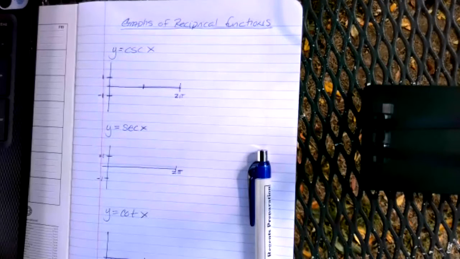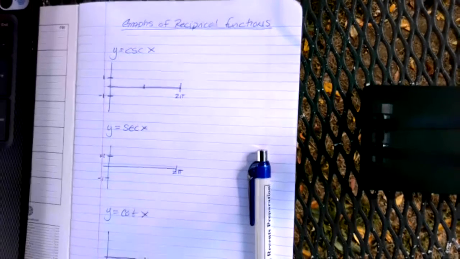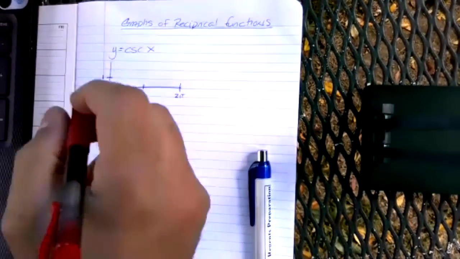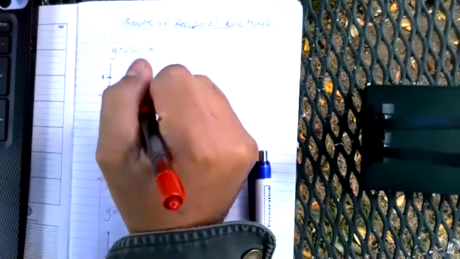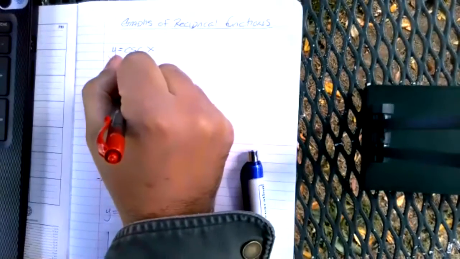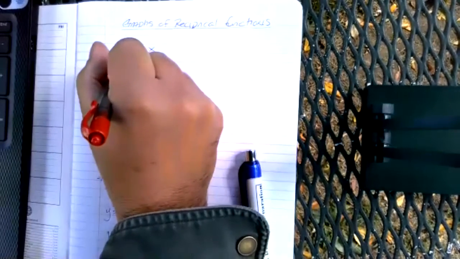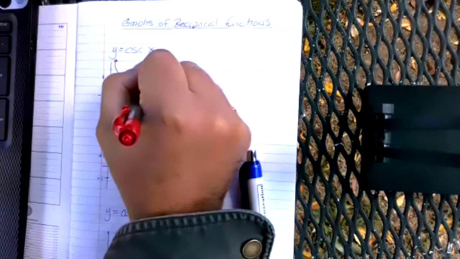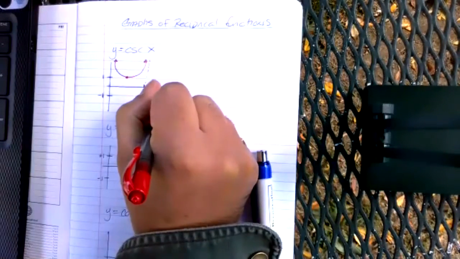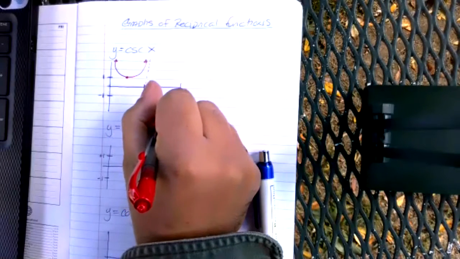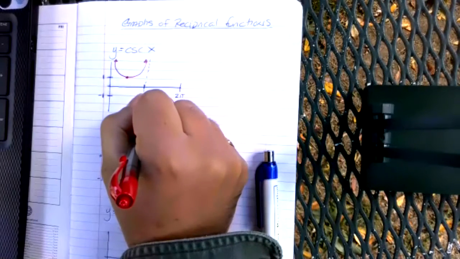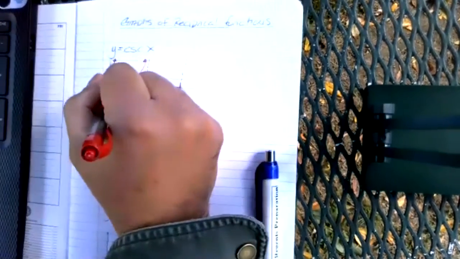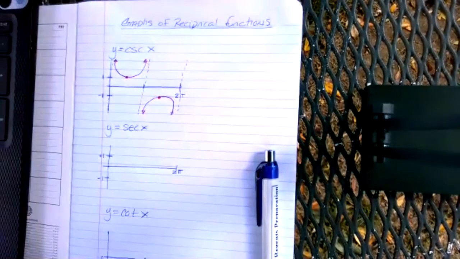So we're graphing reciprocal functions. So I'm going to show you what the graphs look like first, and then we'll talk about why they look like that, I guess. Here's our cosecant function. Our cosecant function has asymptotes at 0, pi, and 2 pi.